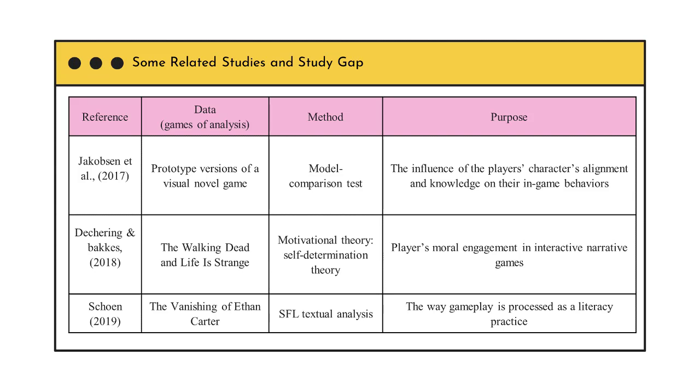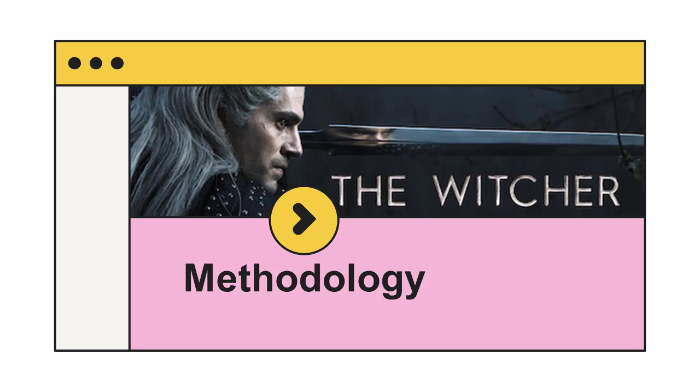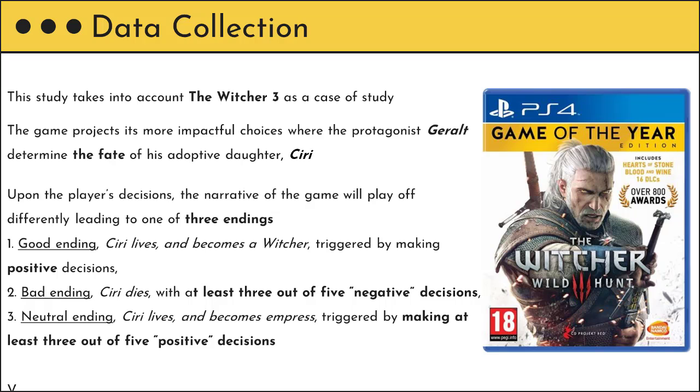To achieve this, the study takes into account a rather large, open-world game with a more complex narrative structure, which is The Witcher 3. In The Witcher 3, players are given a set of response options where their decisions are either essential to the gameplay experience or critical to the narrative experience. The game projects its most impactful choices where the protagonist, Geralt of Rivia, determines the fate of his adoptive daughter, Ciri. On the basis thereof, upon the player's decisions, the narrative of the game will play out differently, leading to one of three extensive endings.